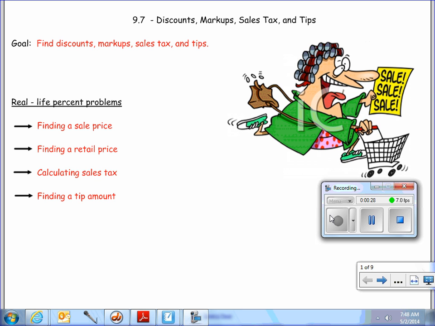For instance, if you go out to dinner and you have good service and you need to determine how much of a tip to leave on the table for the waitress or waiter.